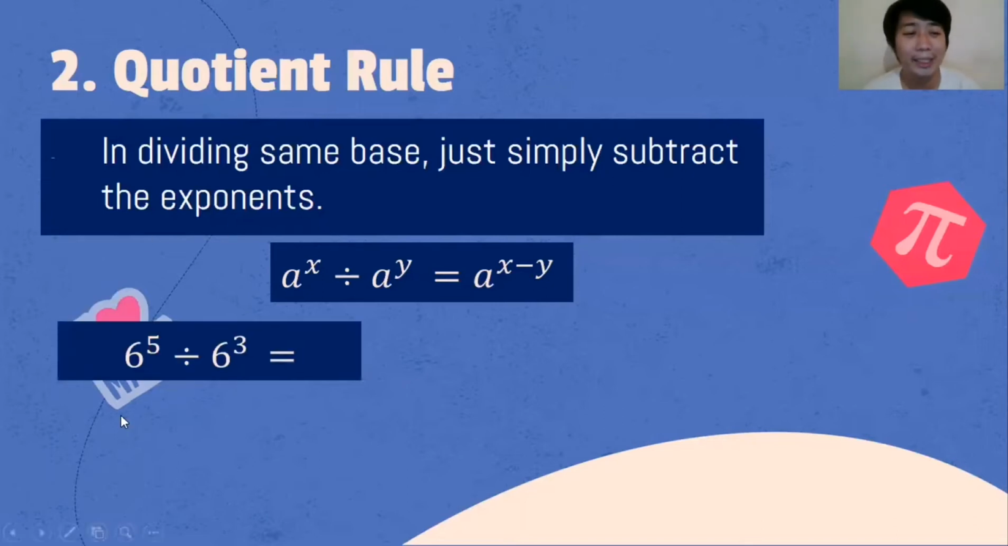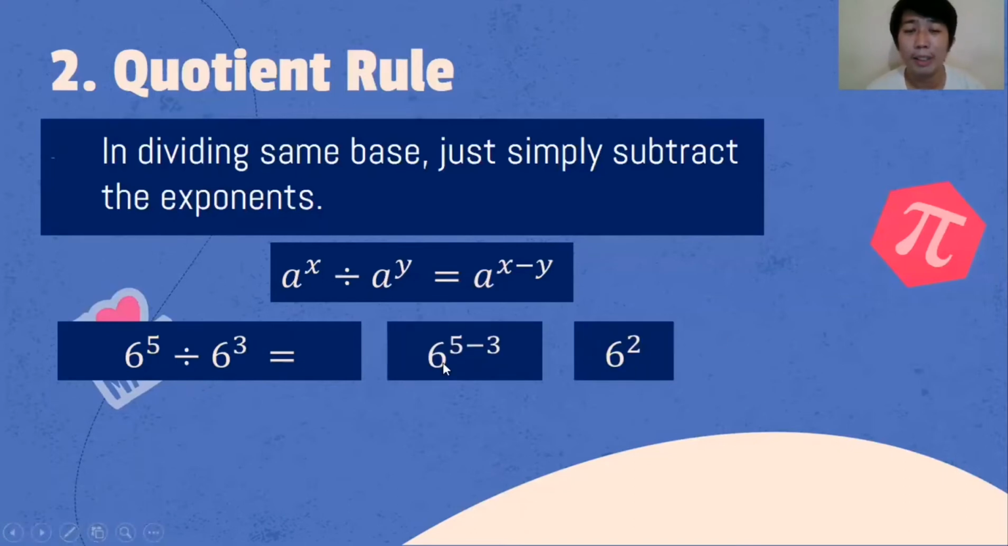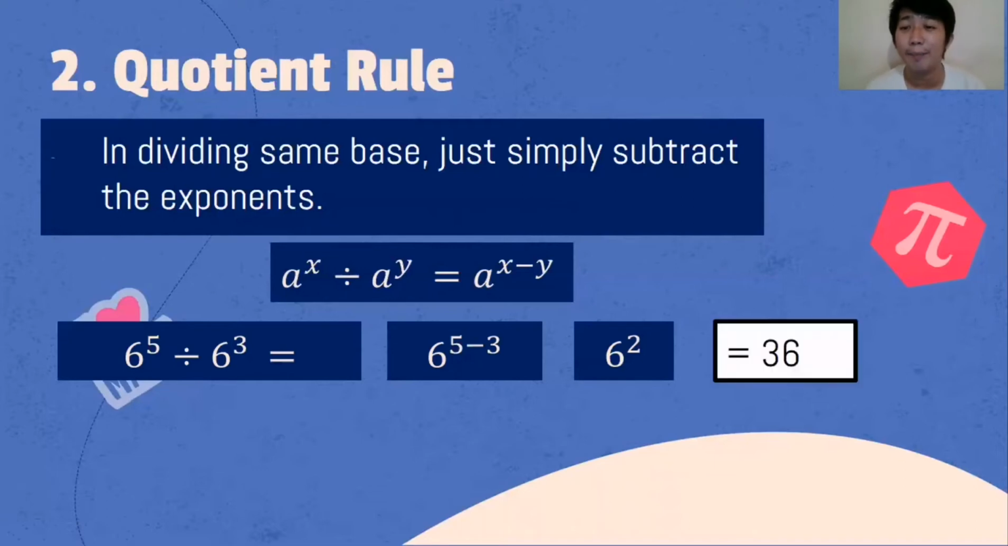Example, 6 raised to 5 divided by 6 raised to 3. What is our rule? In dividing same base, just simply subtract the exponents. 5 minus 3 is 2. That's why 6 raised to 5 minus 3 is 6 raised to 2. What is 6 raised to 2? 6 raised to 2 is 6 times 6, that is 36. Very good.